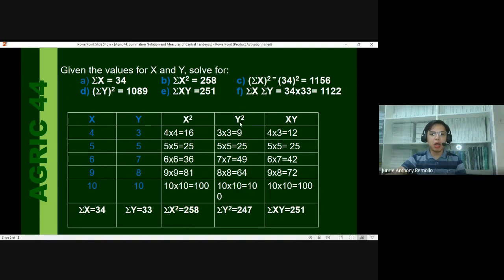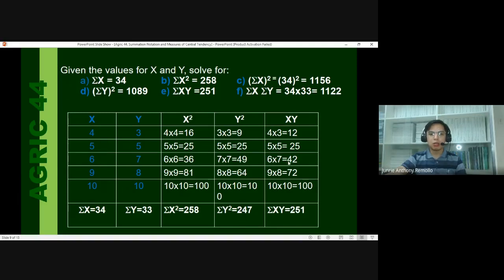Similar computation with our y squared. I think it's not included in the given values to be computed. But in assumption that we would obtain the summation of y squared, you just add the squares of each value of y. So 3 times 3 is 9, 5 times 5 is 25, 7 times 7 is 49, 8 times 8 is 64, and 10 times 10 is 100. Then the sum is 247, and that would be our value for the summation of y squared.